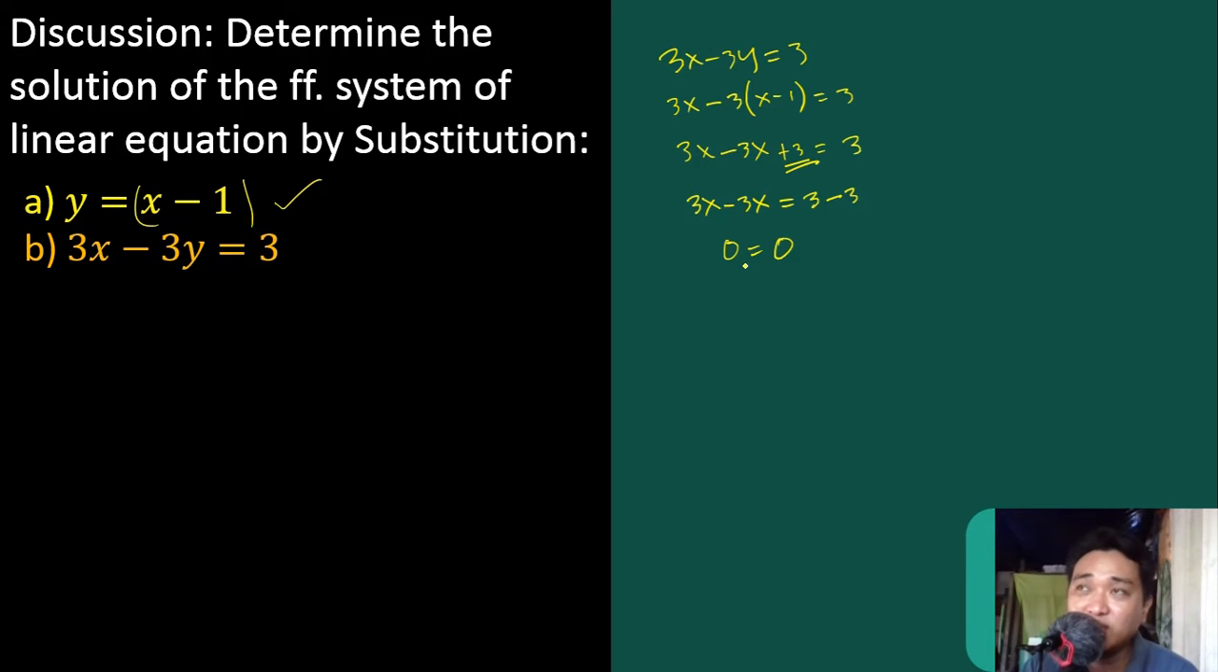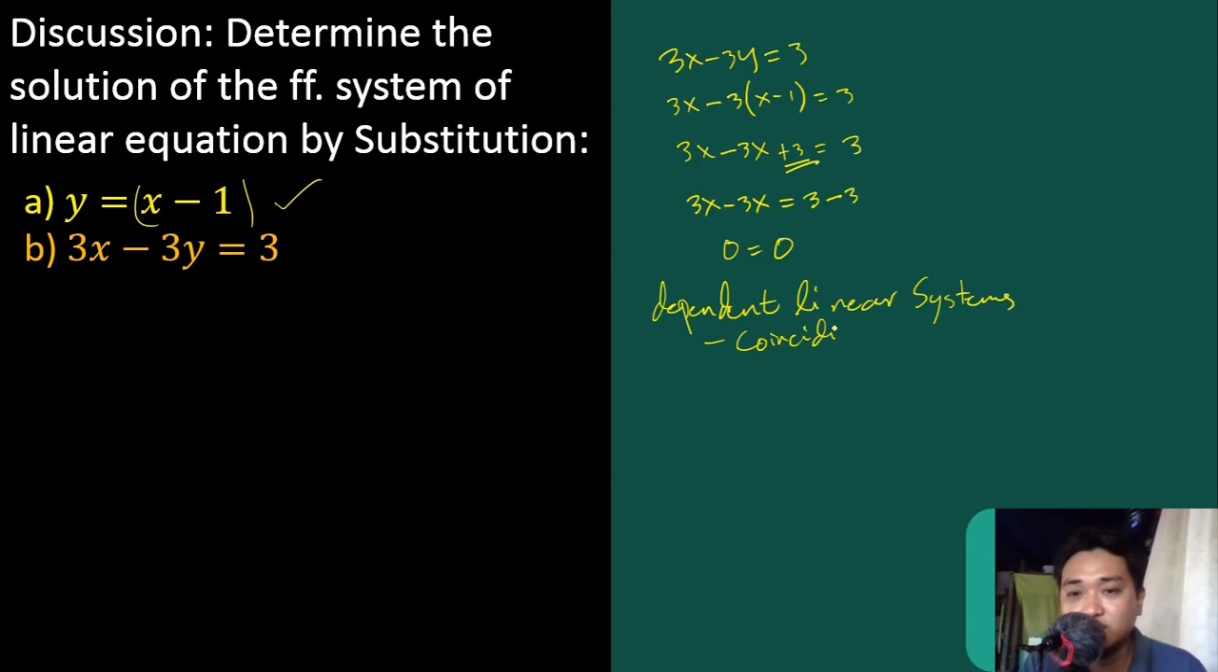Pagka ganito po yung nagiging result nung solution natin, either by substitution or elimination, it will tell us or it will give us a hint or clue that the two systems are definitely dependent linear systems. So they are dependent linear systems, meaning they are coinciding or they are overlapping linear graph, o yung magkapatong na linear graph.